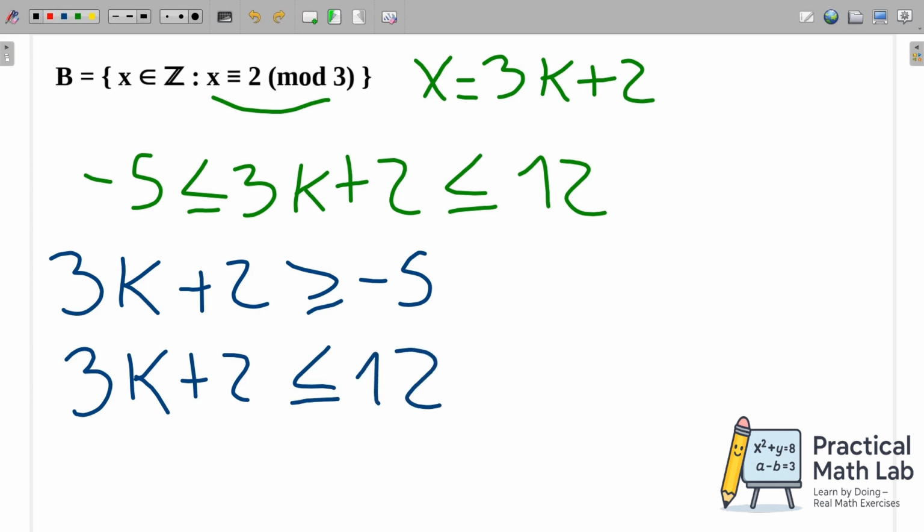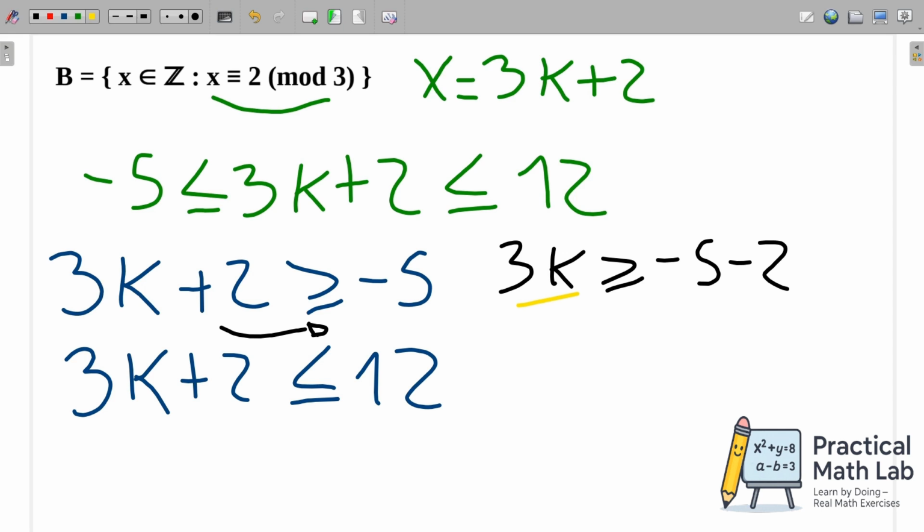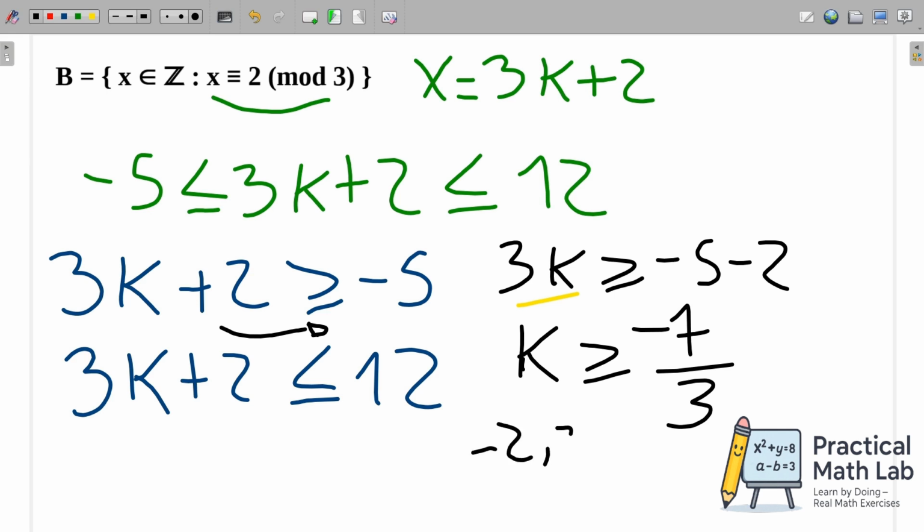Let's solve the first one. Let's move the 2 to the other side. Since it's positive, it goes over as negative, so it becomes 3k is greater than or equal to -5 minus 2. Here, k is being multiplied, so we move it to the other side by dividing. So now we have k is greater than or equal to -5 minus 2, which is -7 over 3. Dividing -7 by 3 gives -2.33.